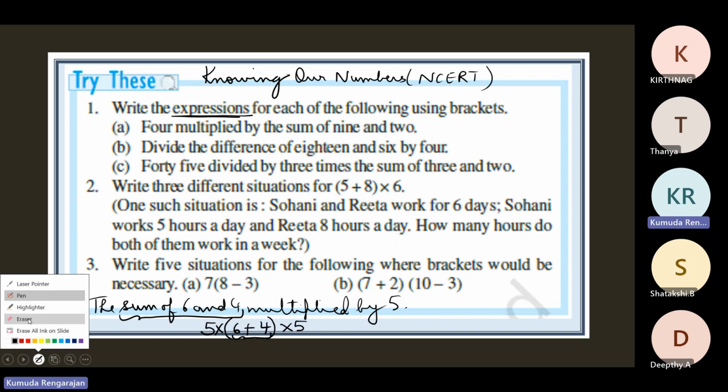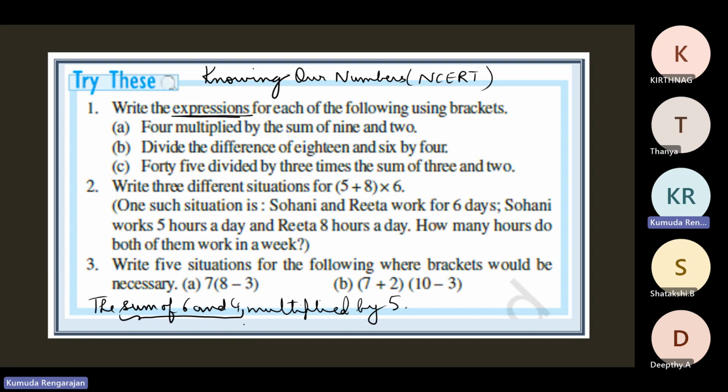I'll come again. Listen carefully. We all understand how to express the sum of 6 and 4. The second part is very important. Multiplied by 5 is not to be written like this. This is incorrect. The whole thing, the sum of 6 and 4, is multiplied by 5. So to represent that, you have to enclose 6 plus 4 in a bracket and write 5 before the bracket. So this means the sum of 6 and 4 multiplied by 5.